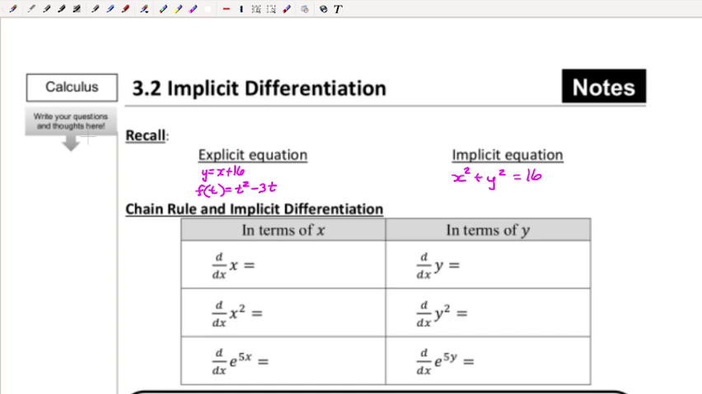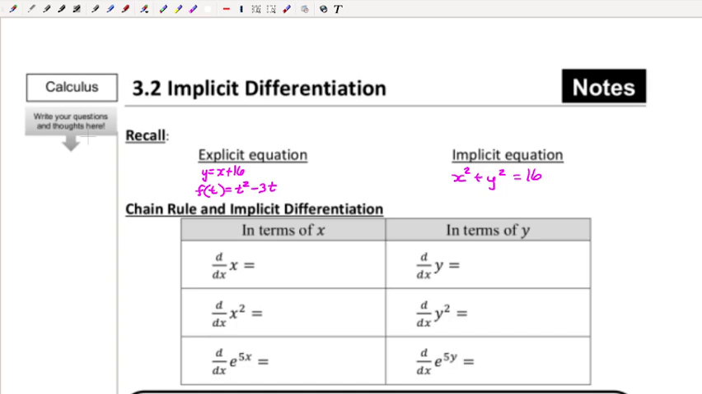Hopefully you recognize this from your conic sections. Here's a circle. The equation of your circle is x squared plus y squared equals 16. And you would know the radius squared of the circle is 16 and it's centered at the origin. So that's just an example of an implicit equation where I mix x and y together.